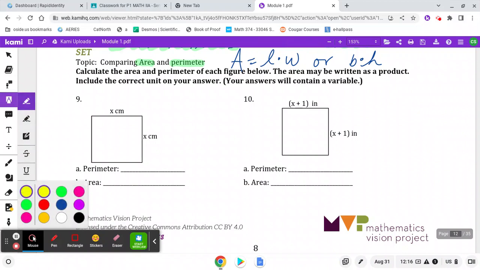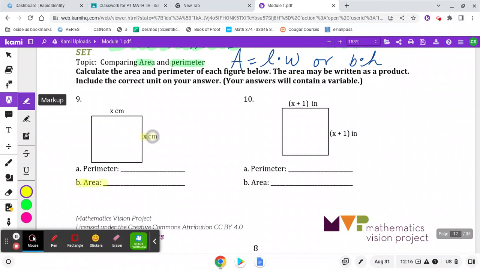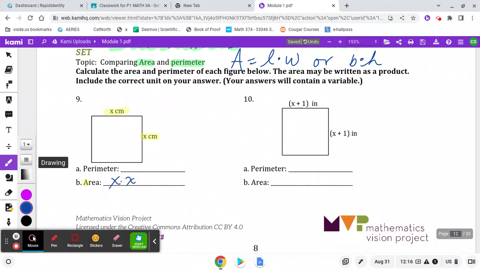So assuming that, looking at this first one, the area of this one has a length of x and a width of x because it's a square, they're the same length. So the area, length times width, would just be x times x. How do we represent that? We simplify it to x squared.